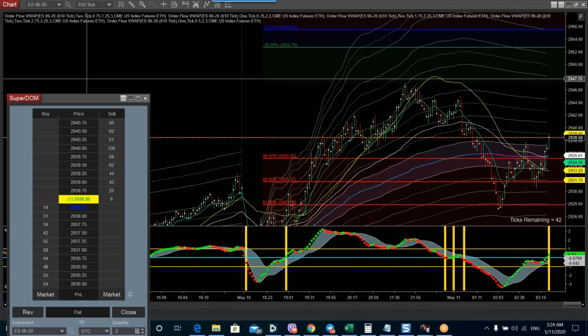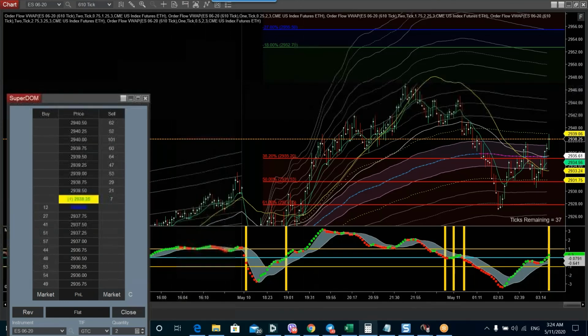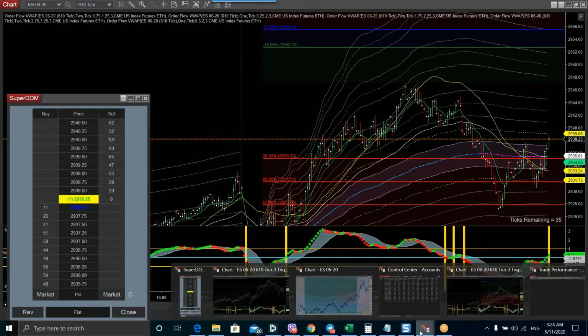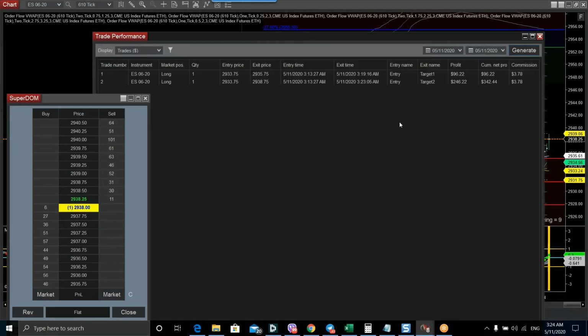Like I said, I really like this VWAP app if you know how to trade it. As you can see here, I made 342 just like that in less than 10 minutes. Let's say less than 15 minutes. My first target reached, my second target reached. So the net profit is 342 using two contracts. I'll take that during the overnight session.